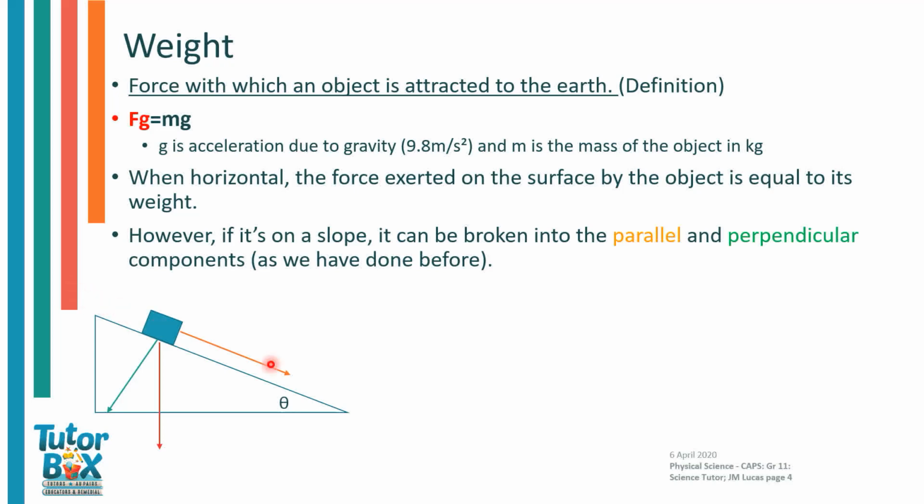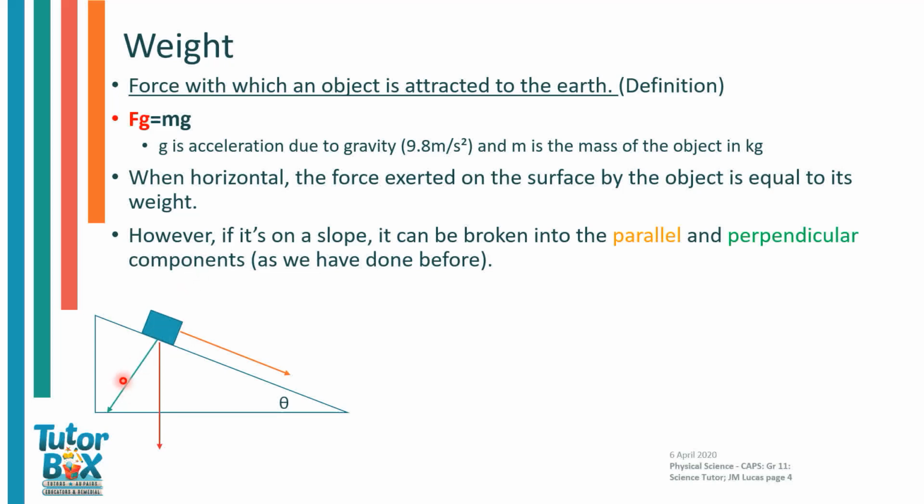And then you have the perpendicular component of the weight, and that's the force with which the object presses into the surface. The force opposing that, based on Newton's laws, is your normal force. So your normal force on a slope is not equal to your weight. It's equal to the perpendicular component of your weight.